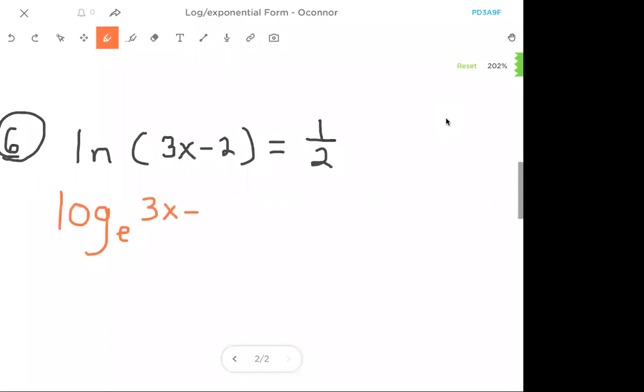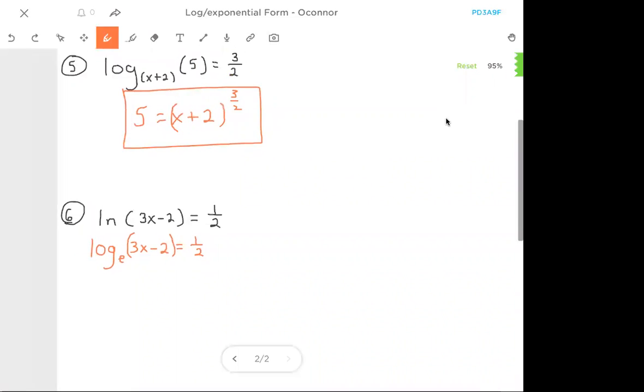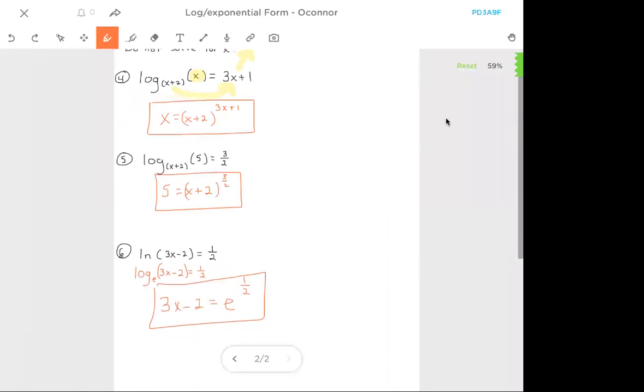So you could rewrite that, and I would suggest, especially early, just rewriting it as log base e of 3x minus 2 is equal to 1/2. And now it looks just like the problem above it. So I'll leave the 3x minus 2 on the left side. The e moves over, the 1/2 moves up, and that would be our answer. Okay, any questions on those?